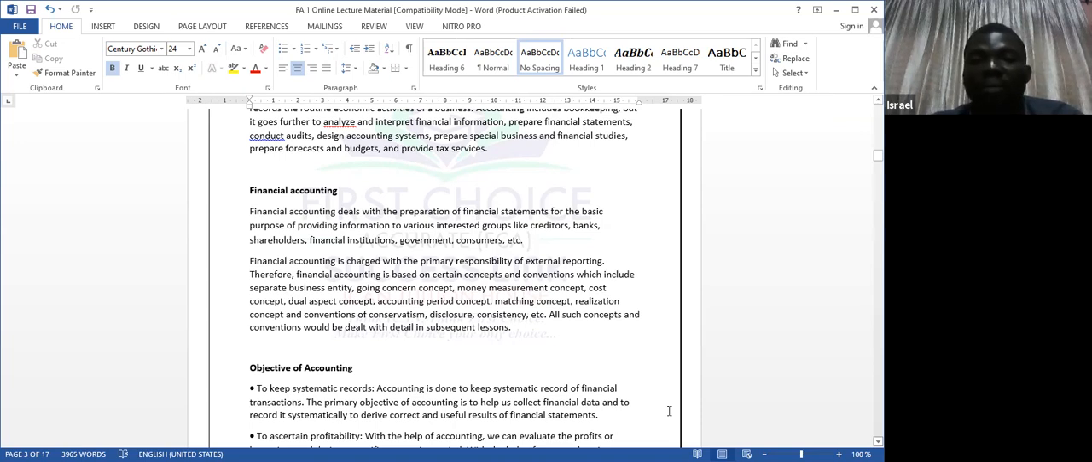The person that is responsible for preparing that is what we call the financial accountant. So the accountant is the one that prepares the financial statements, and the activity or process is what we call financial accounting. Financial accounting is primarily responsible for external reporting, and it is also its duty to make sure that it works in line with the concepts, conventions, rules and regulations given in line with the conceptual framework of accounting.